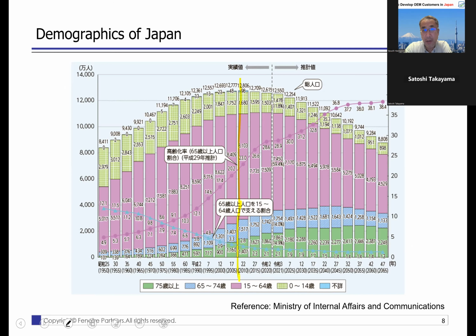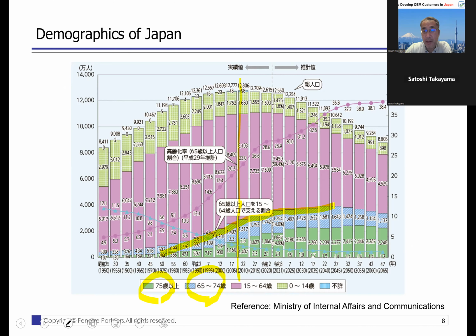And you can see the age group of 75 years or more and between 65 and 74. So this portion has been increasing like this. So now I can say roughly 2/3 of our population is supporting 1/3 elders. So this is the reality of the demographics of Japan.